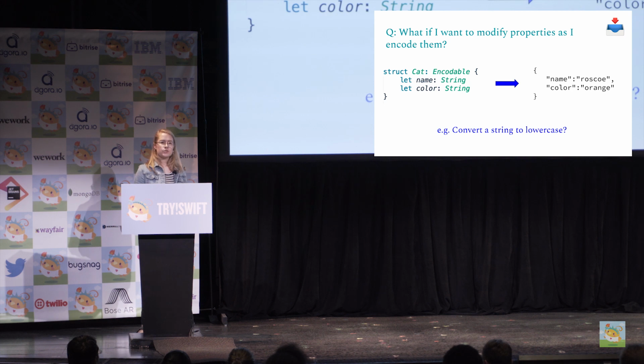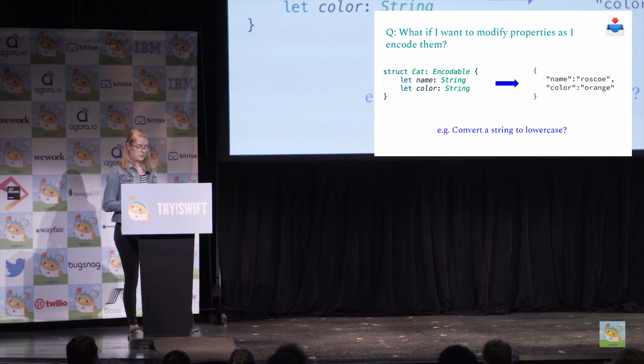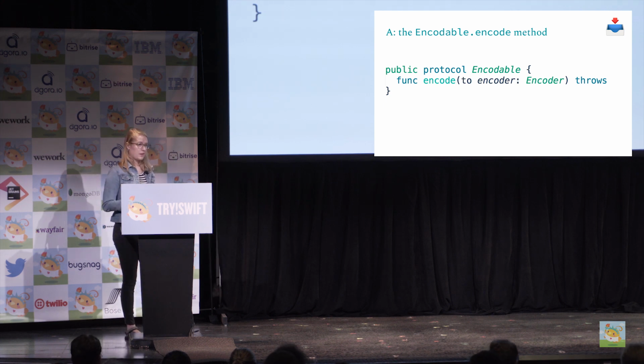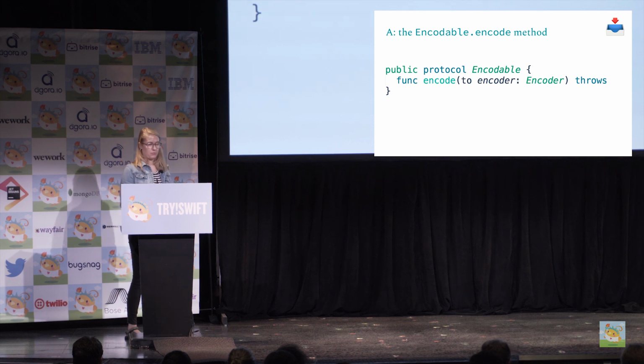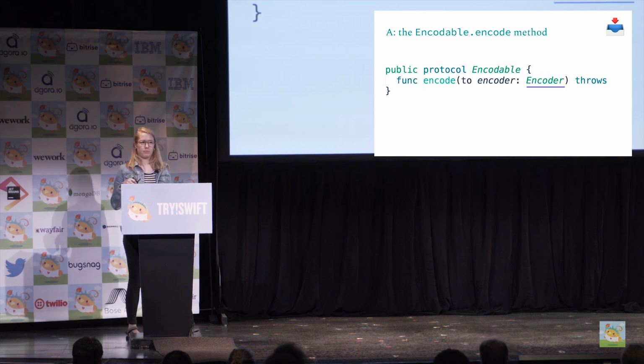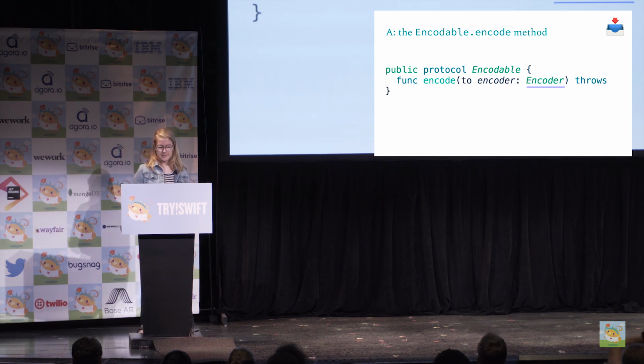So if we want to do this kind of customization, we need to dig a little deeper and come back to the encode method on the Encodable Protocol. And we can actually provide a custom implementation of this to accomplish what we want. But in order to do that, I want to talk a little bit first about what the Encoder Protocol actually looks like, because that's what we need to use to do this customizing.